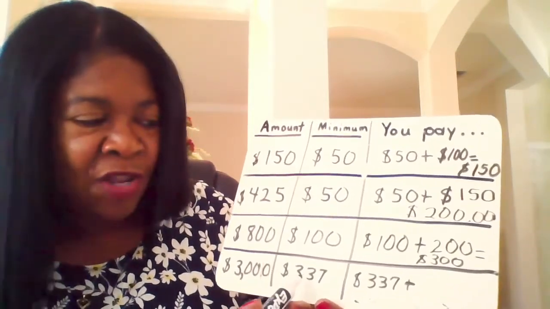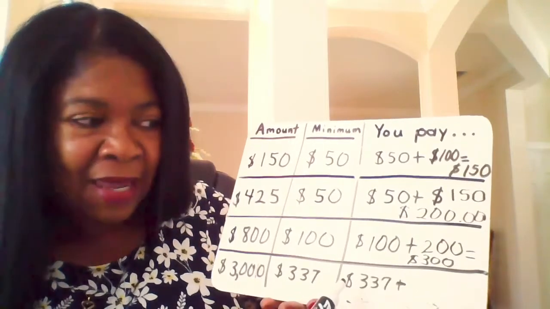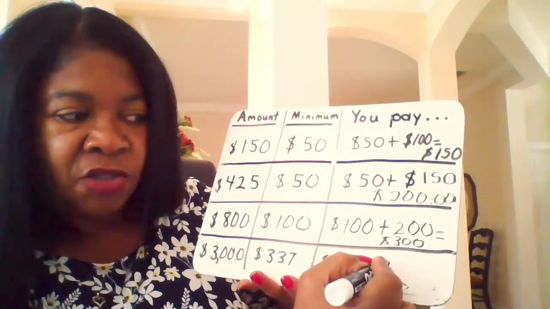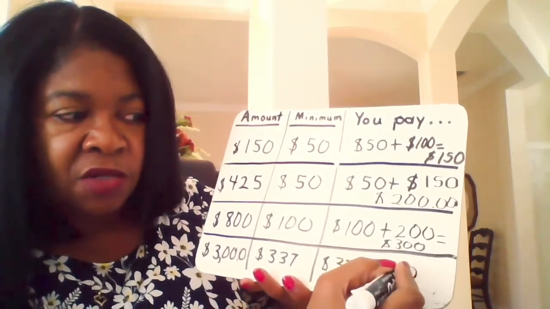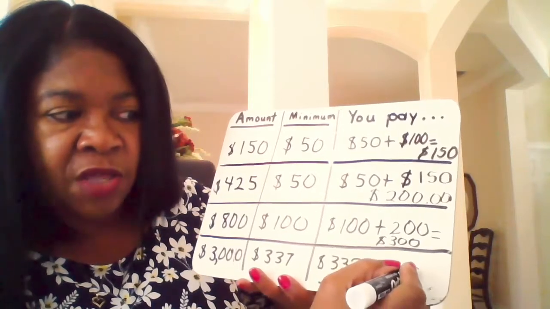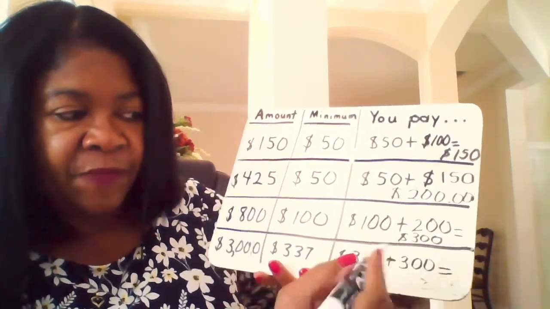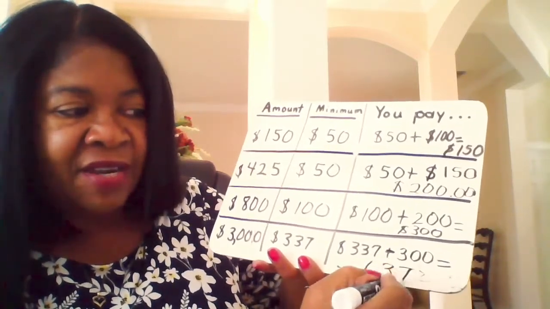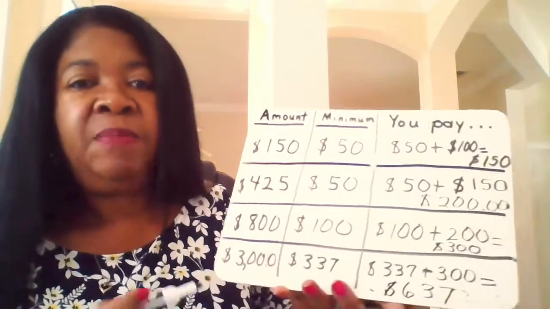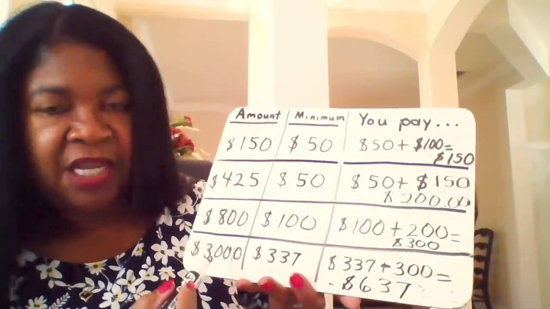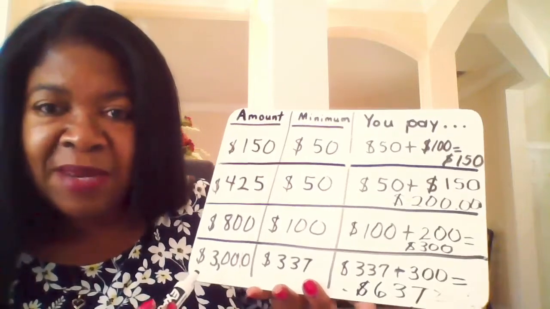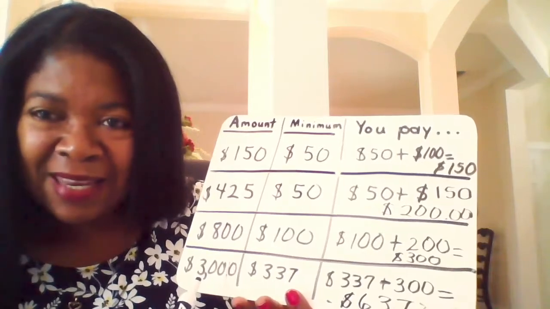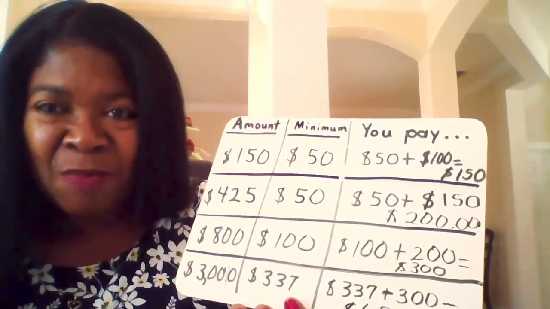You're going to pay your $337 payment plus the $300 that came from here, because you were paying $300. So now you're paying $300 plus $337, and that's going to make that a total of $637. So you're going to pay that $637 each time until you eliminate that $3,000 payment. This is the debt snowball.